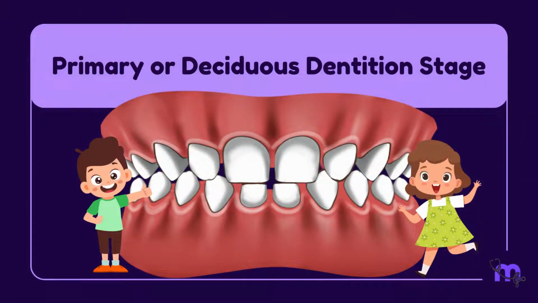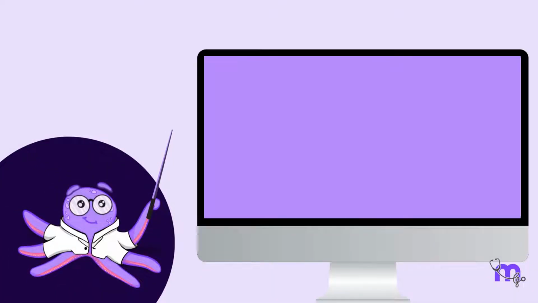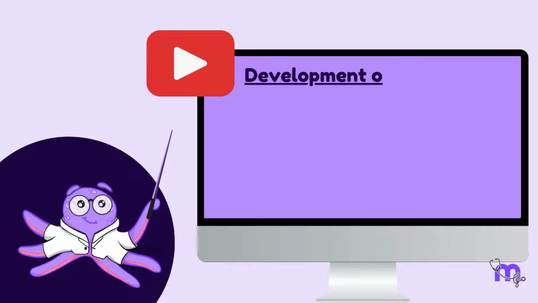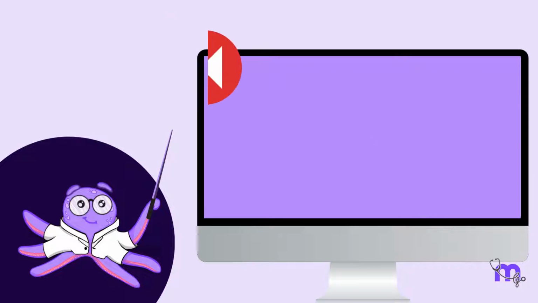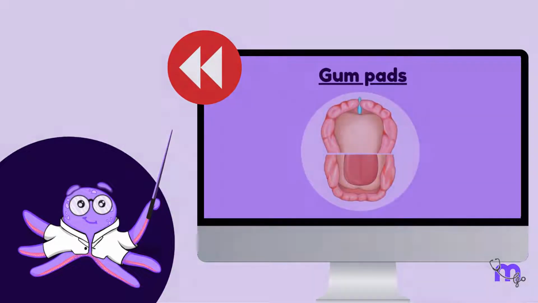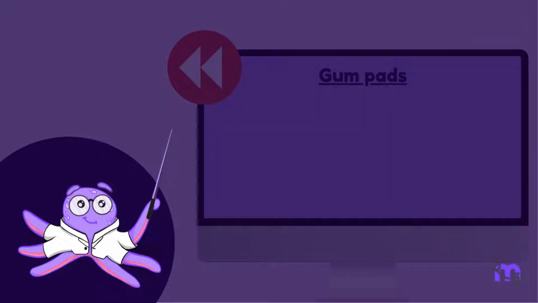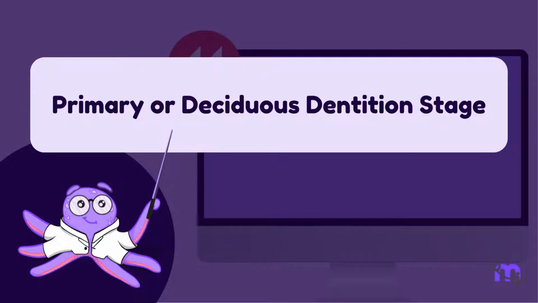Primary dentition stage. Hi, welcome to our series of videos on the development of occlusion from birth to adolescence. In our first video, we discussed gum pads. Now let us continue with the second stage of occlusion, the primary or deciduous dentition stage.